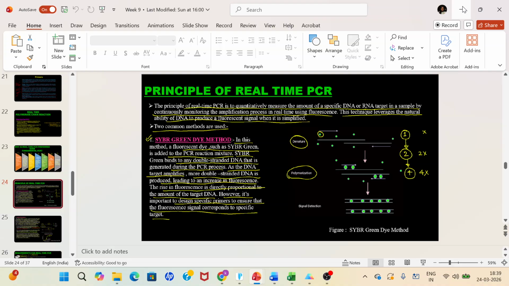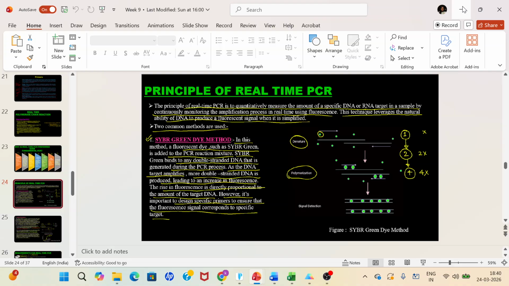Principle of RT-PCR. The principle of real-time PCR is to quantitatively measure the amount of DNA or RNA in a sample by continuously monitoring the amplification process in real-time fluorescence. The technique leverages the natural ability of DNA to produce a fluorescent signal when it is amplified. So basically we are observing our amplification in real time.